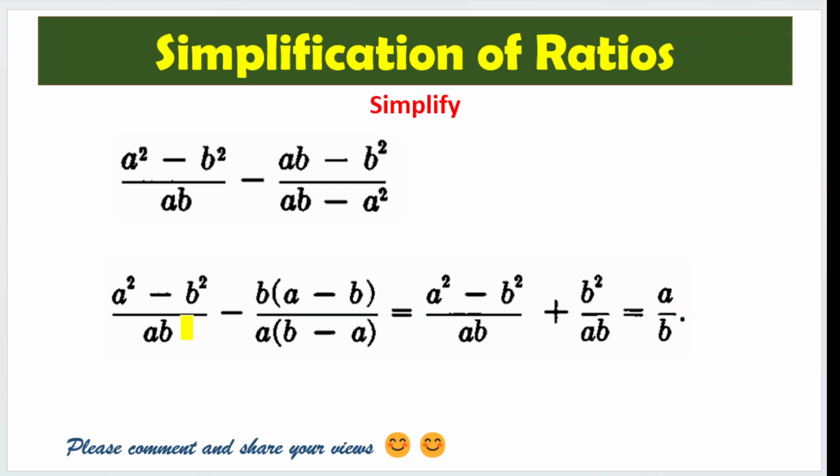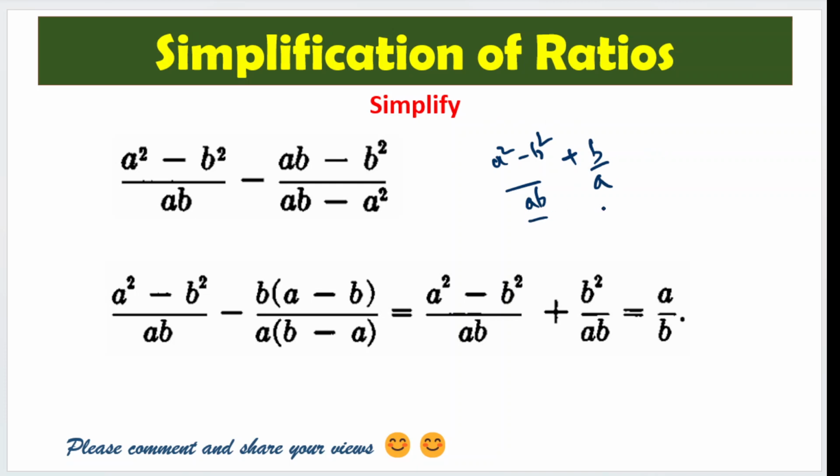(a² - b²)/ab + b/a. Right? Here this will become (a² - b²)/ab - (a - b)/(b - a) is -1. So minus into minus 1 will become plus 1, plus b/a.